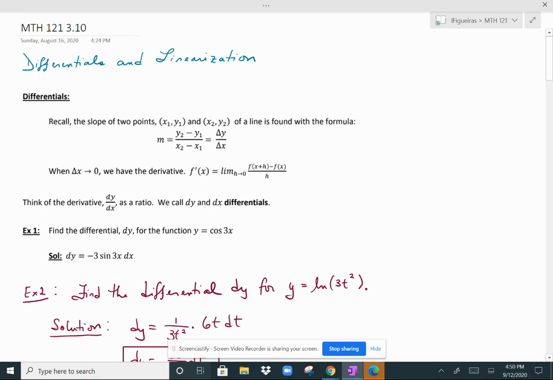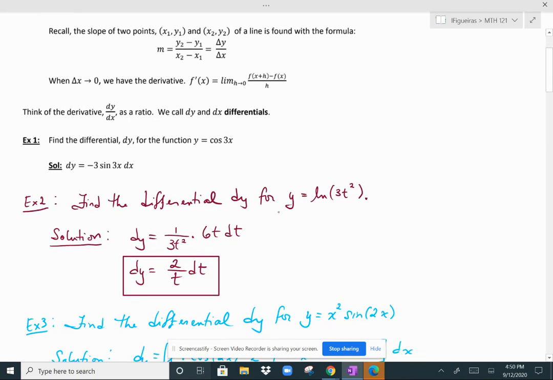Okay, so let's practice another one. Here we want to find the differential dy for y equal to the natural log of 3t squared. That's another composite function. So again, I used chain rule here. So I have dy equals 1 over 3t squared times 6t being the derivative of the inner function, times dt. So when you simplify the 1 over 3t squared and the 6t, you get that dy equals 2 over t dt.